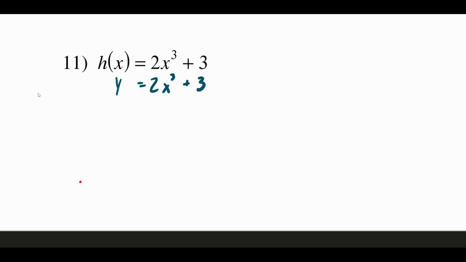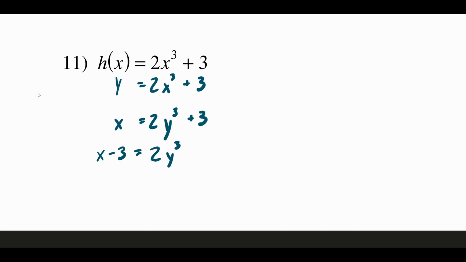What do we do first? We switch x and y. So we're going to have x equals 2 times y cubed plus 3. And then we solve for y and put it back in function notation. So solving for y, we're going to start by subtracting 3. So we have x minus 3 equals 2 times y cubed.